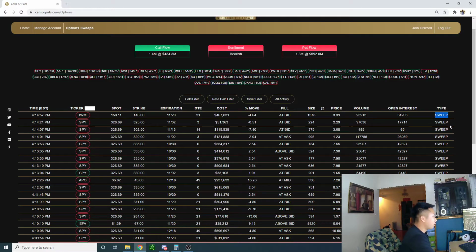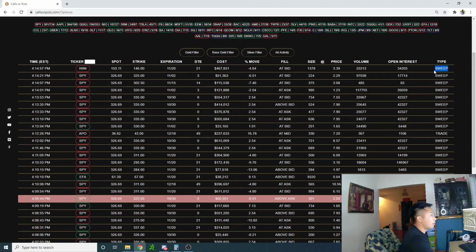Type. This one's important. A lot of people ask me what a sweep is and what a trade is. A sweep is just a large order that gets placed through multiple exchanges to get executed quickly, whereas a trade is basically a block trade, I guess a normal trade, while a sweep is an urgency trade.